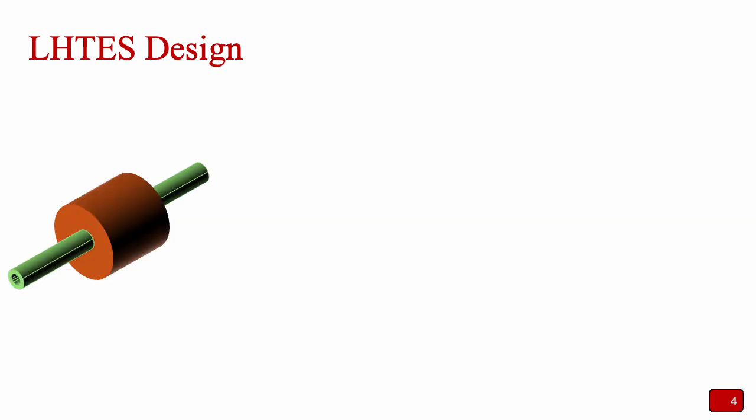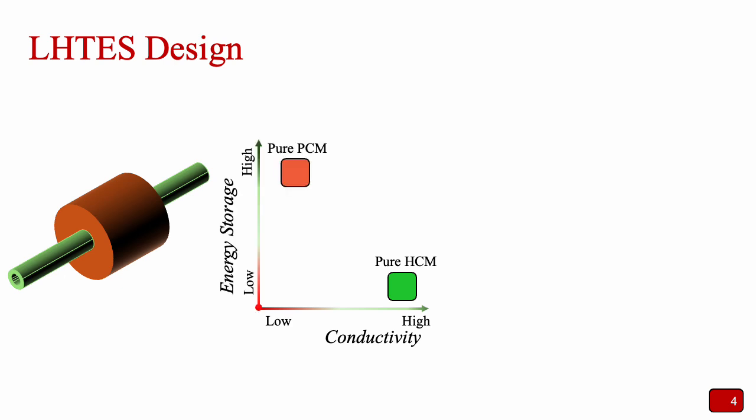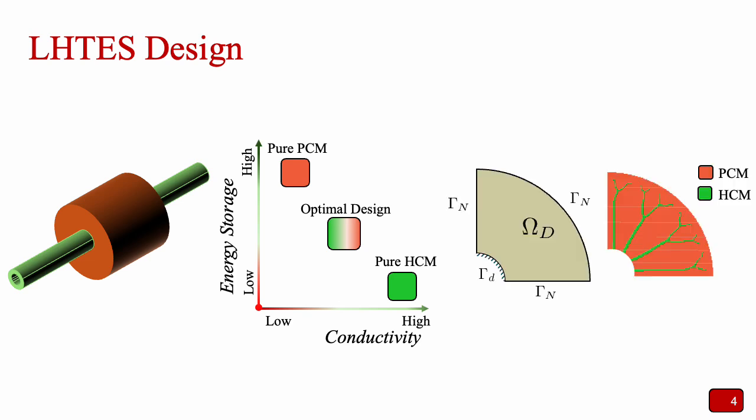The core design problem is a fundamental trade-off. The HCM possesses high conductivity but offers low energy storage capacity. Conversely, the PCM has high energy storage but suffers from low thermal conductivity. Therefore, an optimal design consists of both the HCMs and PCMs. Furthermore, the system performance depends not only on which materials are chosen but on how they are spatially distributed.